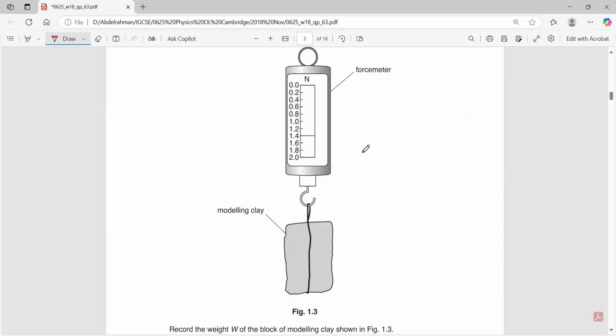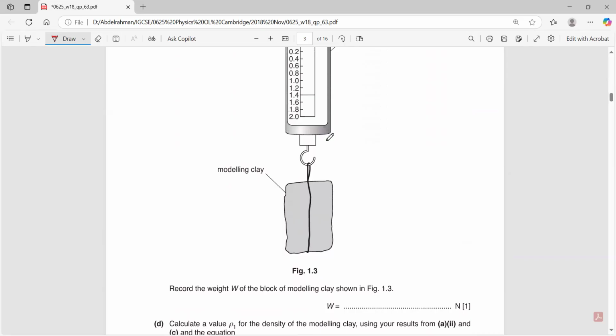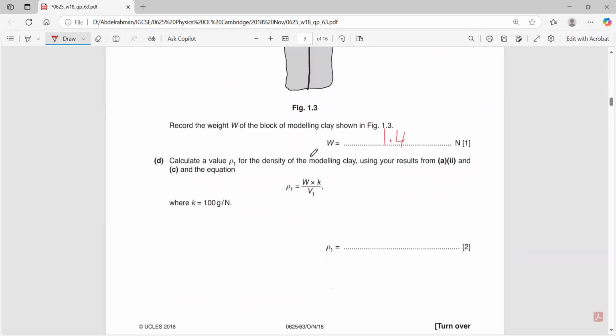And C, you have a force meter with the model in clay. Record the weight. Can I find the weight from this force meter? Yes, the weight is 1.4 newtons. Can I find the value of the density, rho 1? Yes, I can. W times K divided by V1, in which K was 100. So W was 1.4 times K 100 divided by V1, which was 72. So rho 1 would be 1.9 or 1.94.